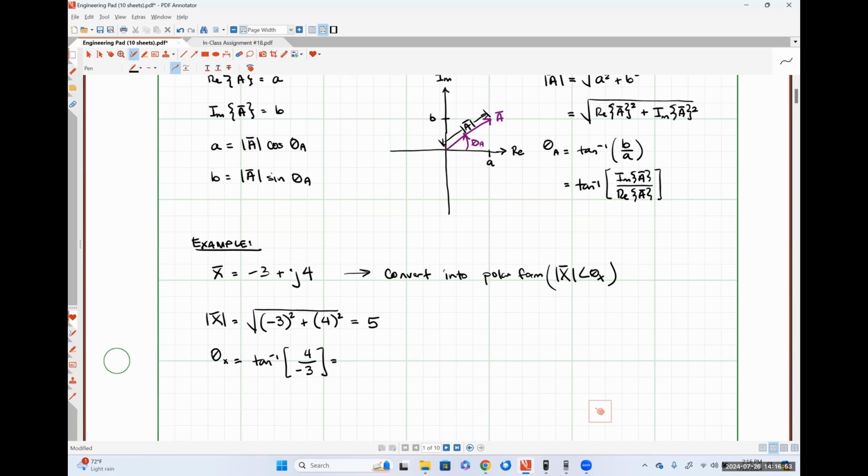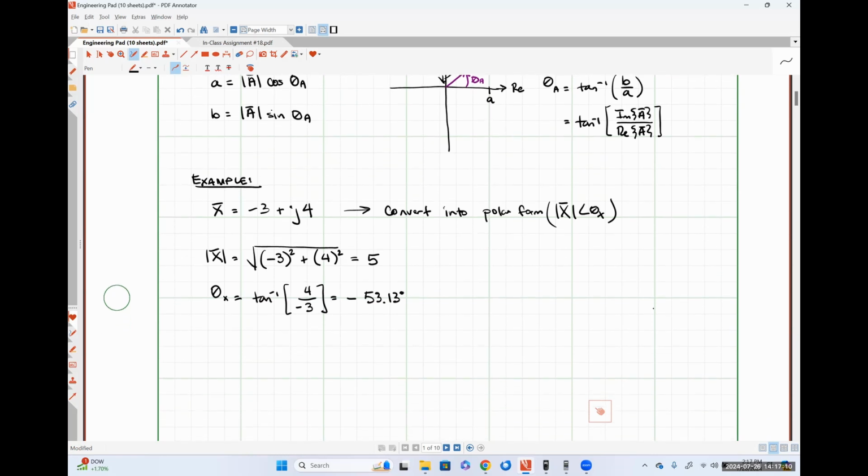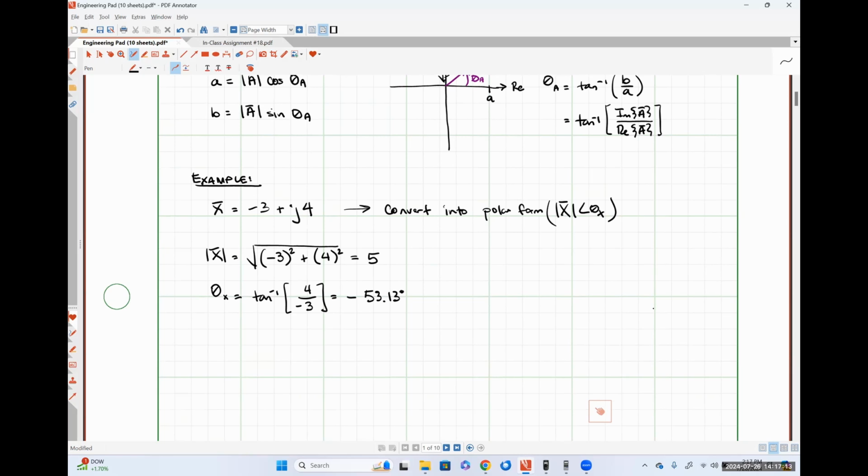I got negative 53.13. That should obviously be in degrees because radians only goes up to 6.28 or so. All right, so thank you for that. I know that we used the equations that I just gave you, but our answer here is technically wrong. Before I draw a picture, does anybody have any idea what's wrong?